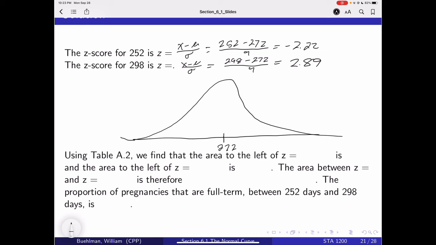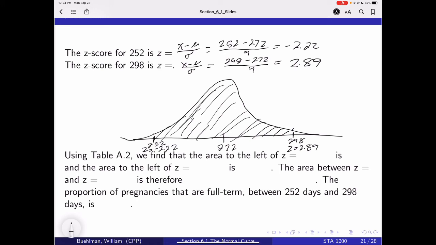Then over here at z equals 2.89, we have 298. Over here at 252, we know that z is equal to negative 2.22, and we care about the area in between. That's what we're trying to figure out.